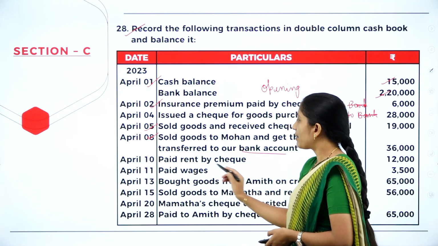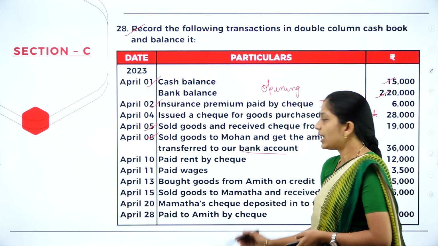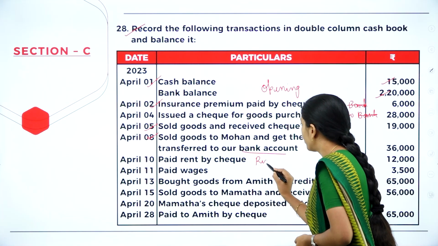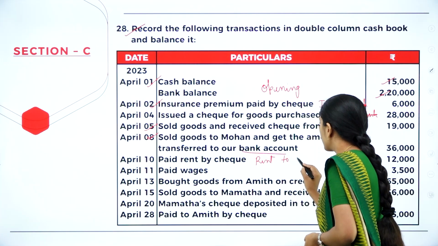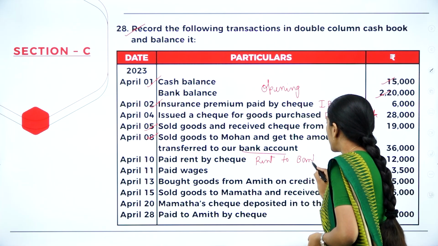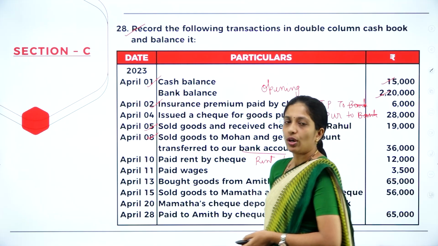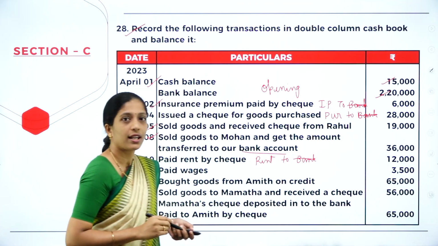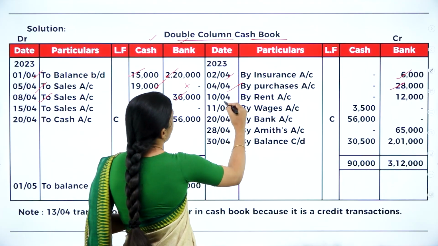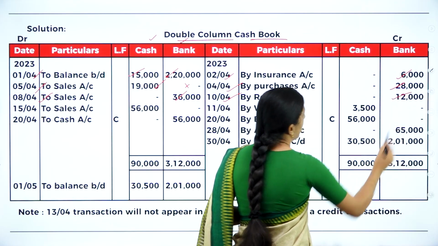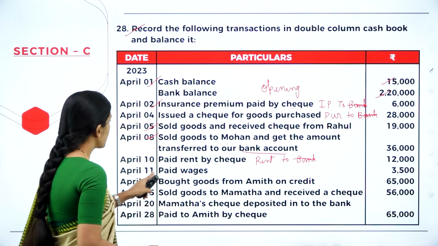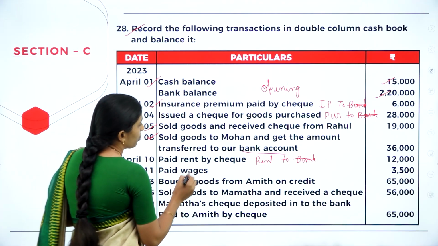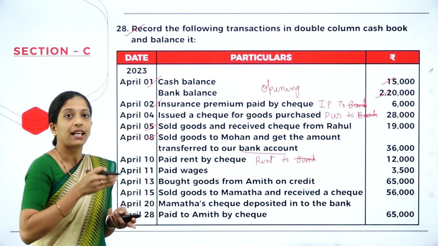Next one, paid rent by cheque. So what is the entry? Rent account debit to bank account. So how do you write? I am going to strike out bank now. What remains? By Rent. So the amount is to be written in the bank column. Next one, paid wages. Here they have not told whether wages were paid by cash or cheque.